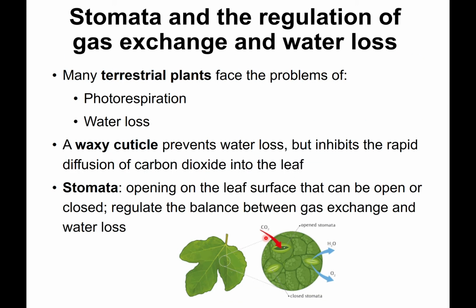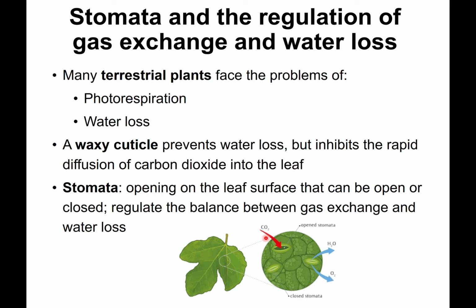Plants have evolved a different strategy. Now, plants have other problems compared to the algae, so they had to evolve a different strategy. One of the main problems is that, together with photorespiration due to the abundance of oxygen, they have to deal also with water loss.